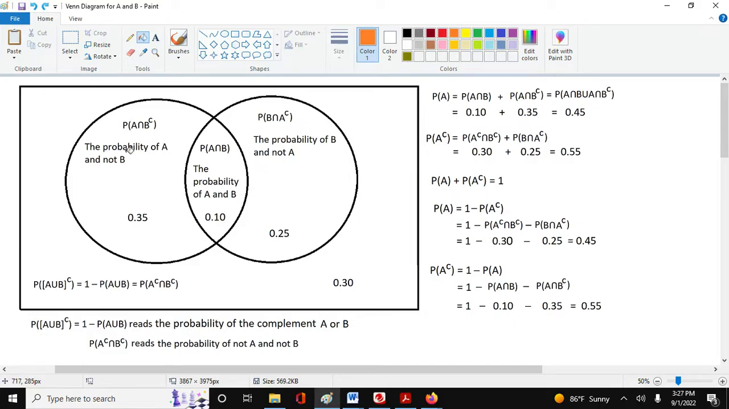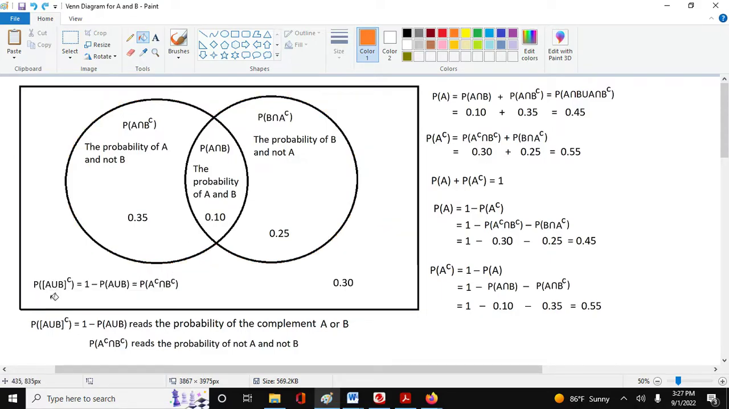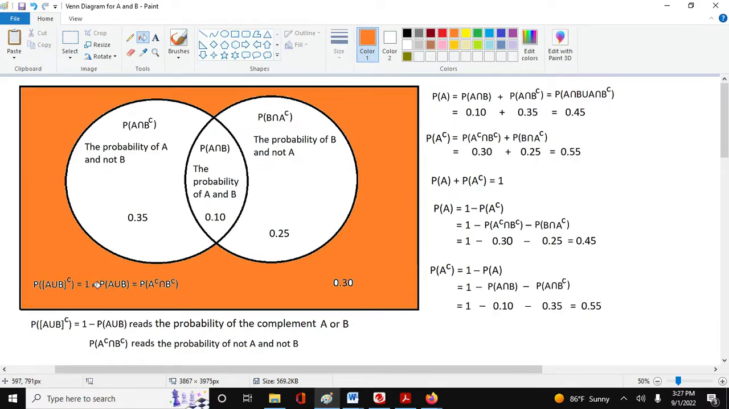So we have the probability of A and not B here, probability of A and B, the probability of B and not A here, and the probability of not A and not B, what's outside. Of course, we can also call this the probability of the complement of A or B. So the outside part has 3 different ways we can call it.